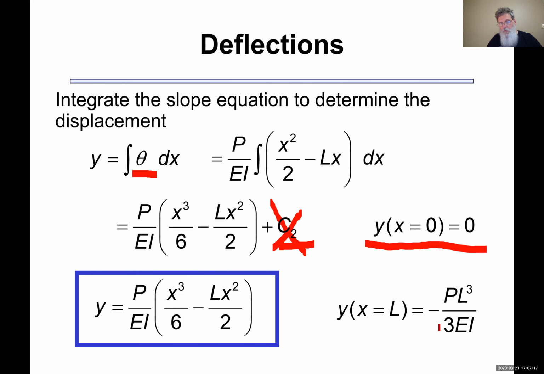And now look at these units. So I got force length cubed on top, and on the bottom I got force length squared. So this will come out with units of length. So if I do all my lengths in inches, my displacement will be in inches. If I do all my units in millimeters, my displacement will be in millimeters.